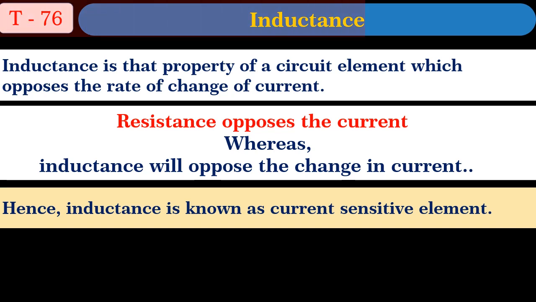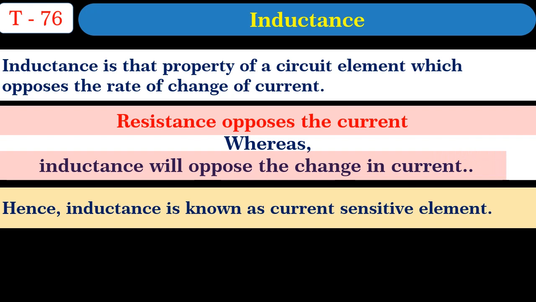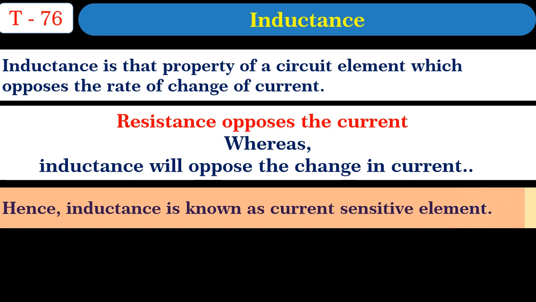Friends, next we shall take up the inductance circuit element. Inductance is that property of a circuit element which opposes the rate of change of current. Note, the resistance property will oppose the current, whereas the inductance property will oppose the change in current. Hence, inductance is known as current sensitive element.